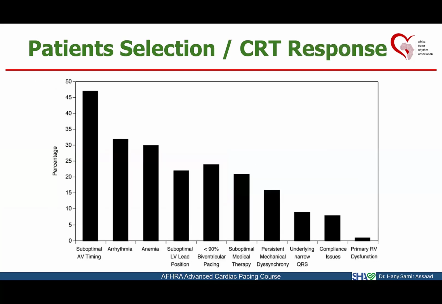There are many reasons why, after your good selection of patients, your patient might not show a good response to CRT: suboptimal programming, arrhythmia, a high burden of PVCs leading to less than 90% biventricular pacing, concomitant anemia, suboptimal medical therapy, persistent mechanical dyssynchrony, primary RV dysfunction. So we have many causes that we can tackle. Some of them are reversible, and sometimes we are guided by echo-guided CRT programming or optimization and other maneuvers.